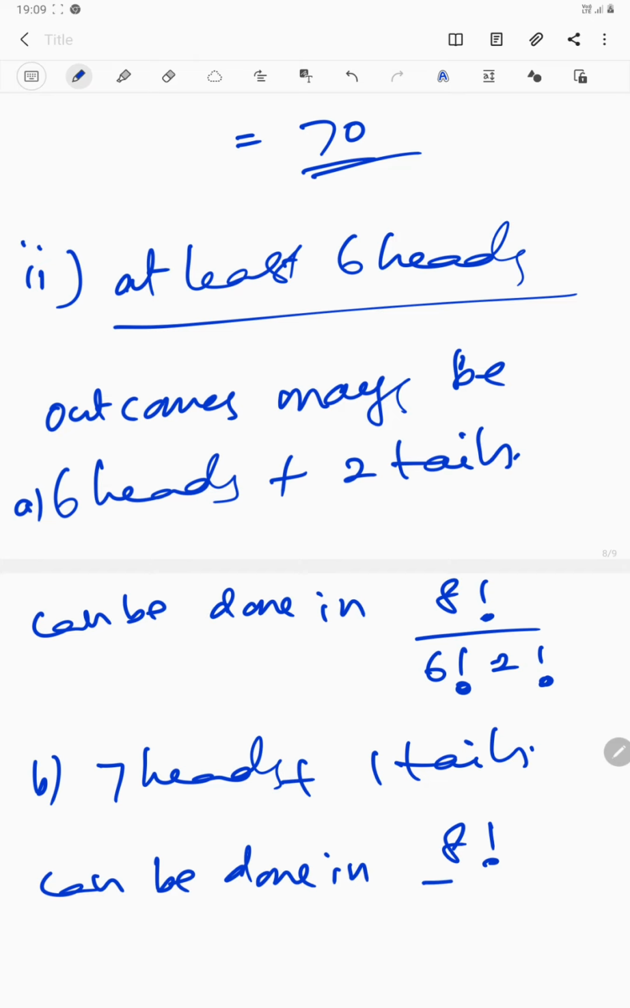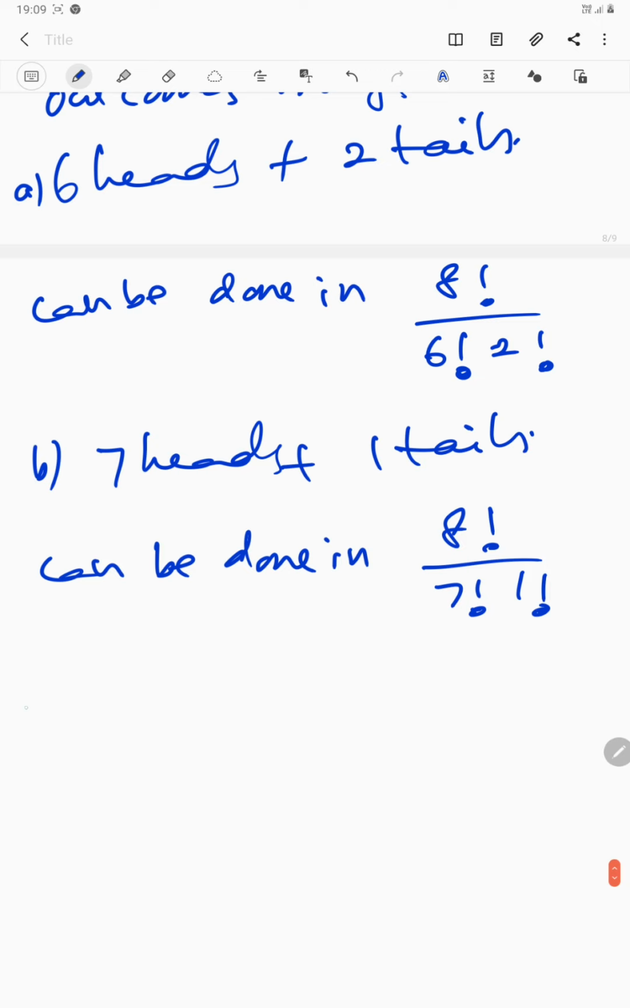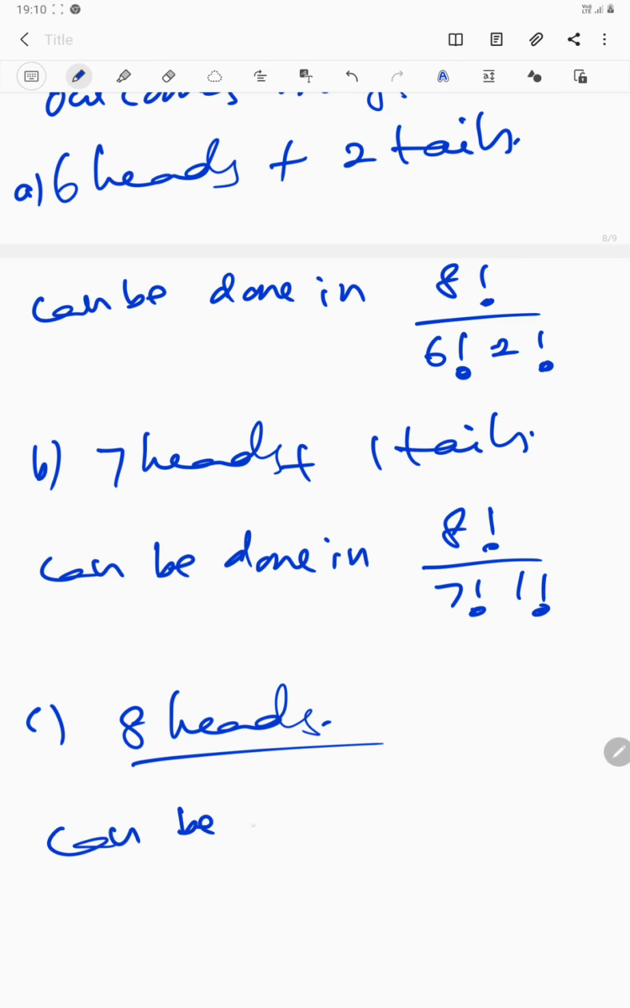8 factorial by 7 heads identical है और 1 is the tail. All 8 are heads हो सकता है, yes or no, right? So 8 heads भी हो सकता है. Only 8 times you are tossing the coin, therefore there is no tail. Therefore 8 heads can be done in total is 8 factorial and 8 are identical, therefore can be done in one way.